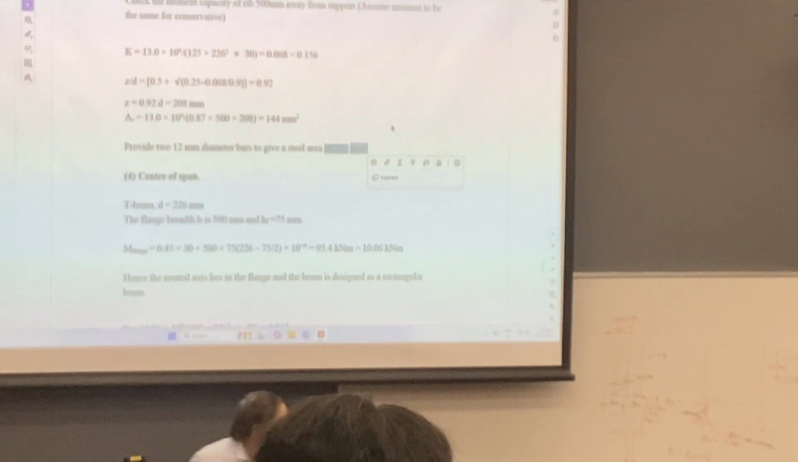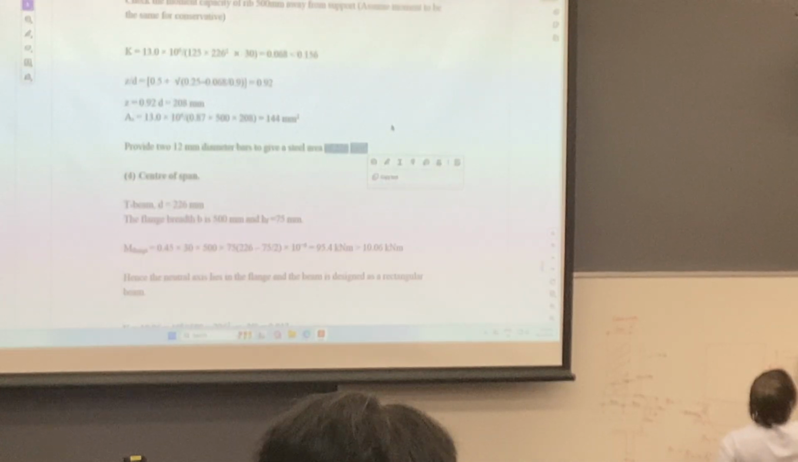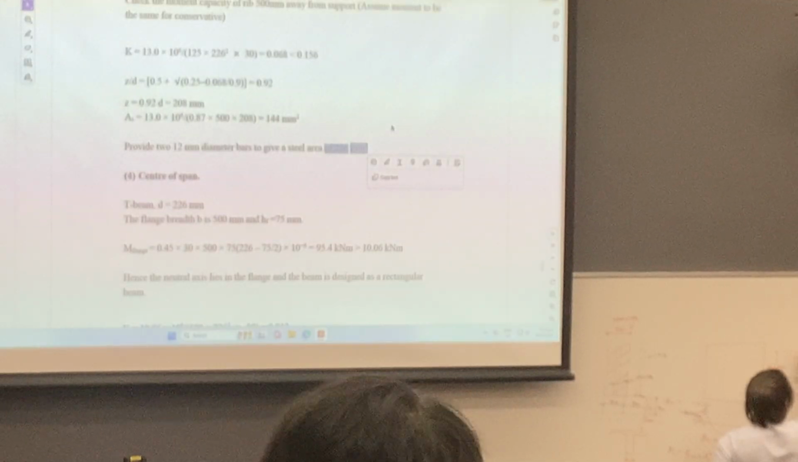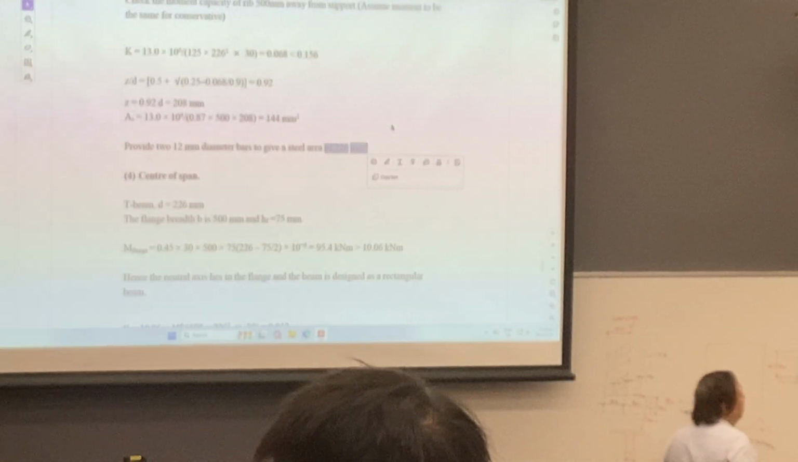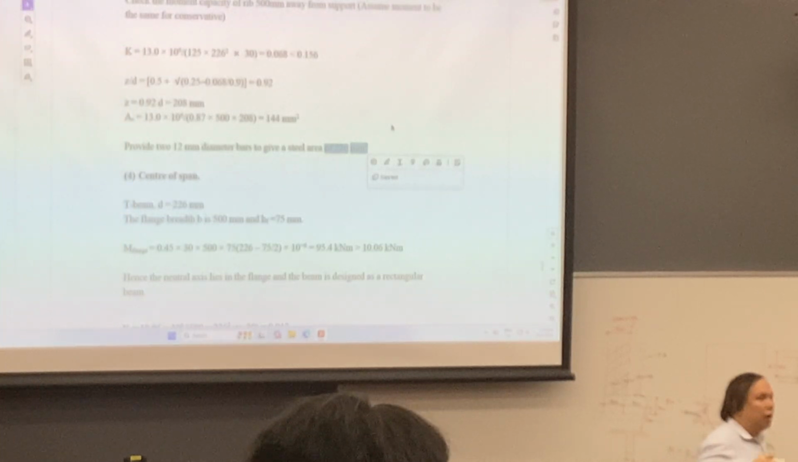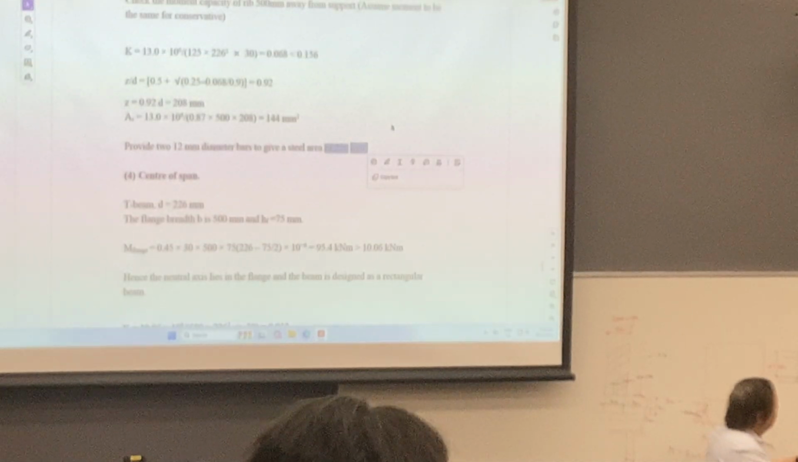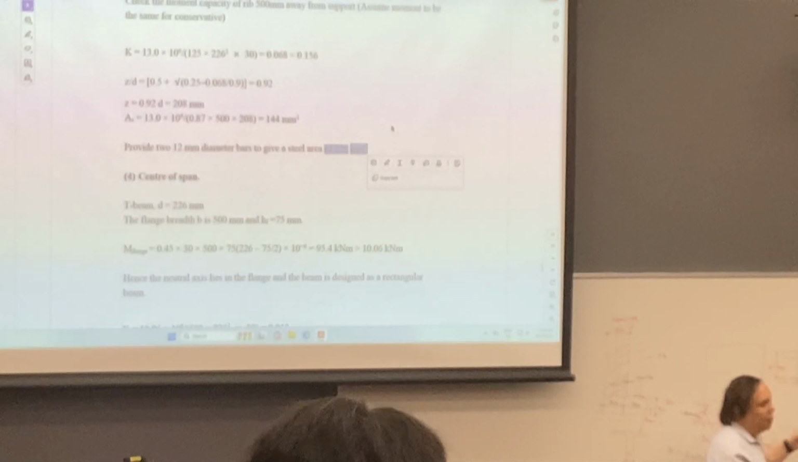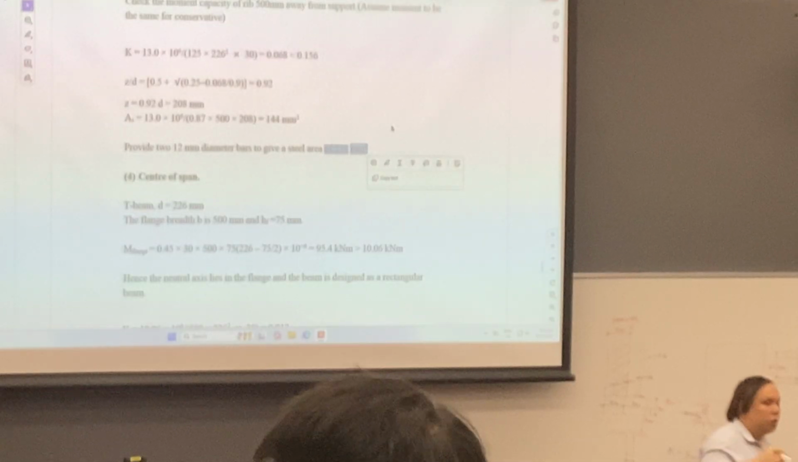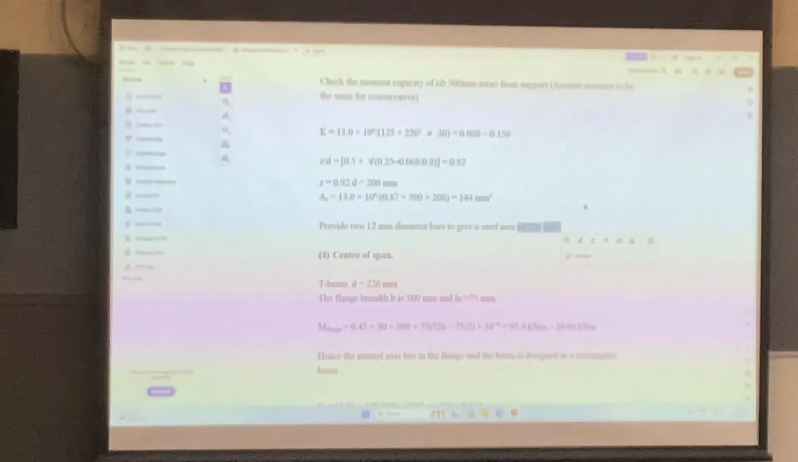So we will use 2 T12 bars for the support, okay? Because at the support, when the width is 500 mm, 2 bars is okay. When the width becomes 125, 2 bars is still okay. So we can put 2 bars on top to resist the moment.